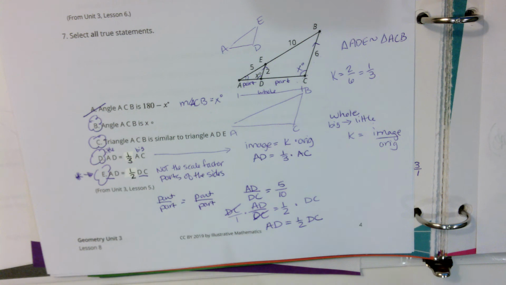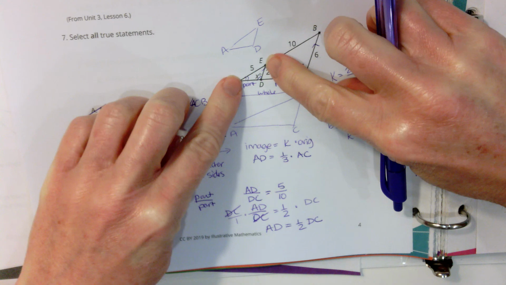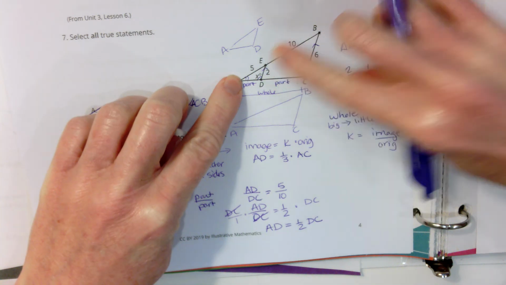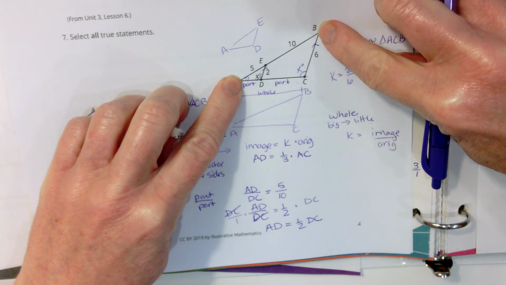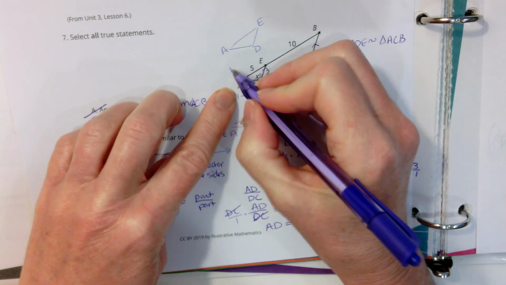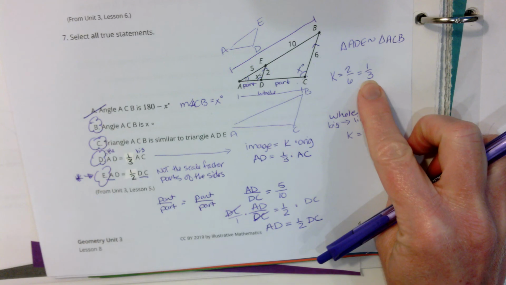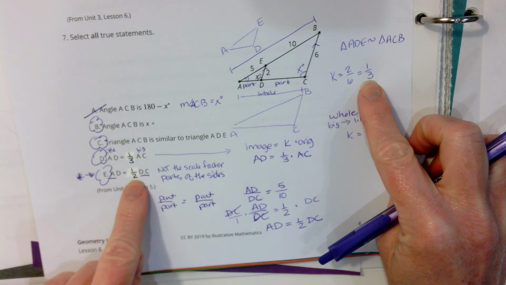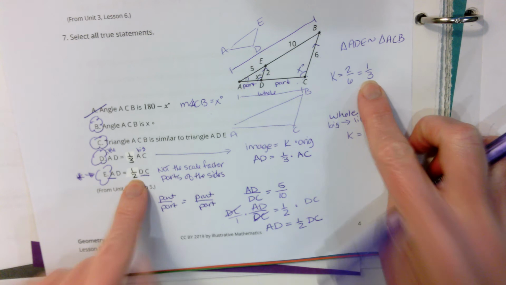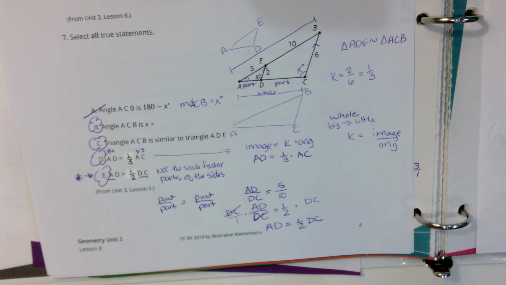However, we haven't really looked at parts over parts. We've always been looking at the whole little triangle side, which is 5, over the whole triangle side, which is 15. And 5 over 15 is my scale factor of 1/3. Don't be confused. This is not scale factor. It's another type of problem that we do later on in this unit.